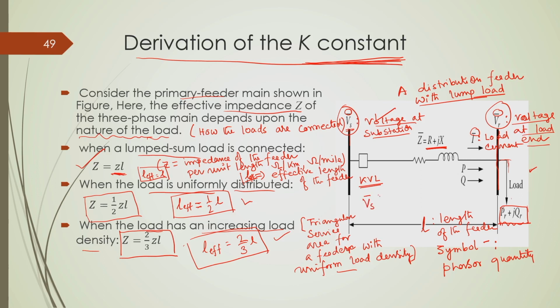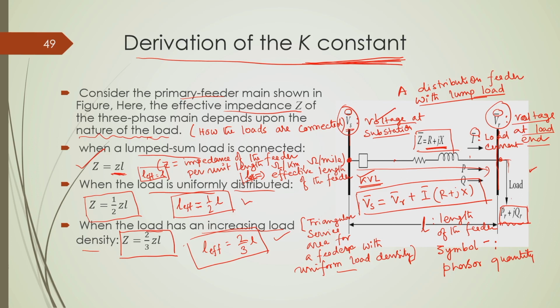This V s would be equal to V r plus the drop across this feeder, or the voltage drop due to this line impedance. This drop will be equal to I multiplied by Z, and Z is of course R plus J x. So, this is what we get by applying KVL at this sending end and receiving end side path. The voltage at this point would be equal to the voltage at this point plus the voltage drop due to the impedance of the feeder, and that voltage drop is equal to I multiplied by R plus J x.